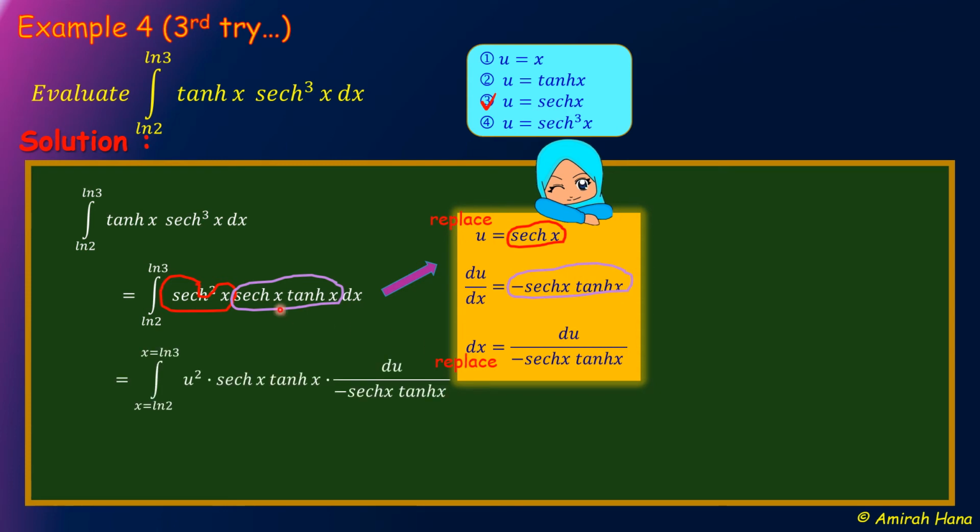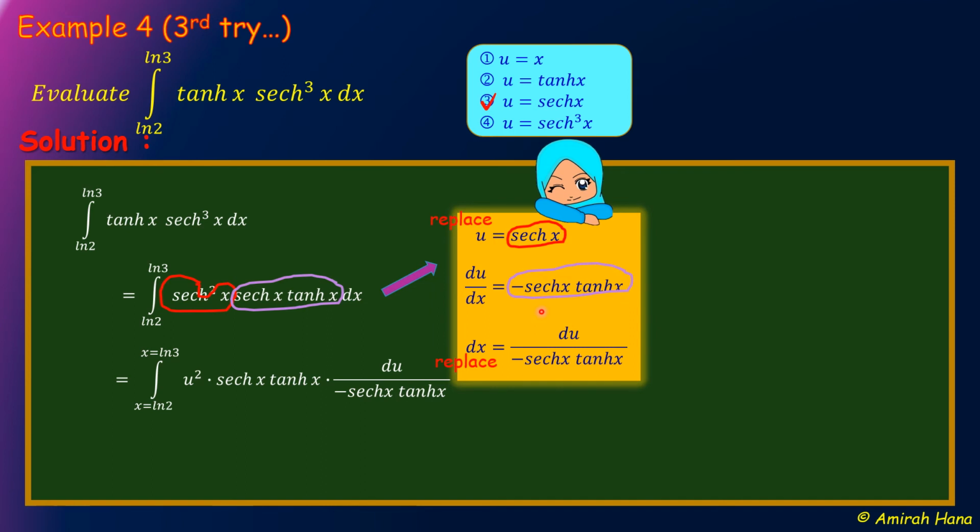Right, so from the given question, our u equals sec x. So when we have sec squared x, we can write u squared. This function, we no need to replace because we can simplify later. We just replace u and dx only. And then we replace dx equals du over negative sec x tan x. And after we replace, we have the same term containing sec x tan x.